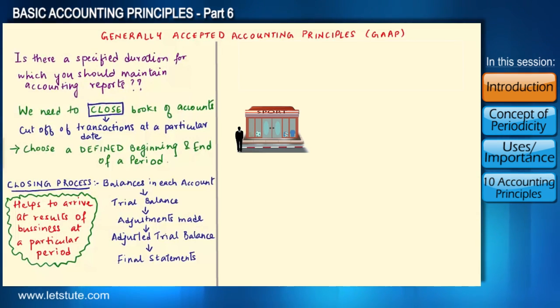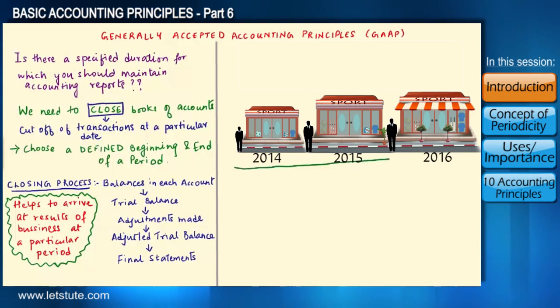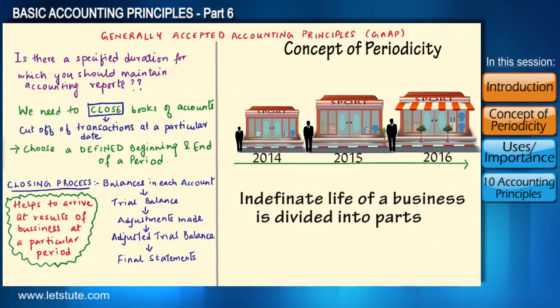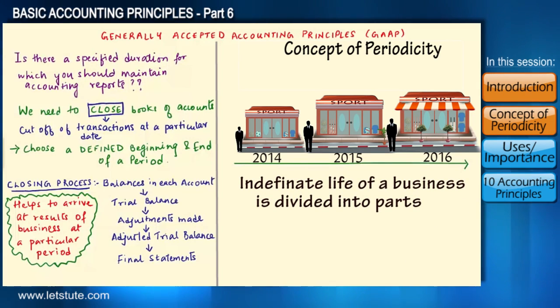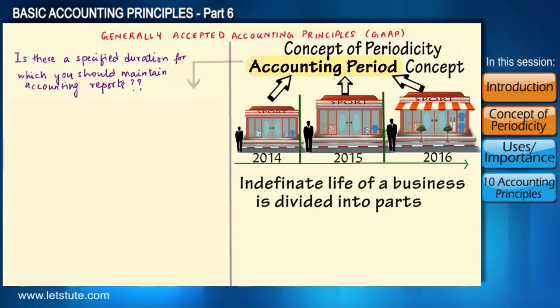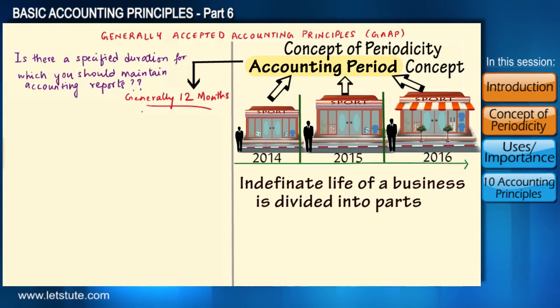Therefore, in order to report the periodical progress of a business, this concept of periodicity is developed, which assumes that the indefinite life of a business is divided into parts, and each of these parts is called an accounting period. An accounting period is generally of 12 months, but it is different in different countries and for different businesses.